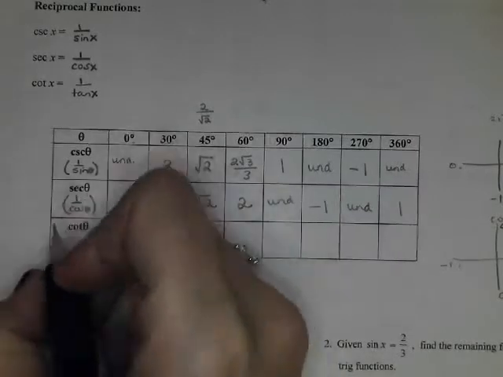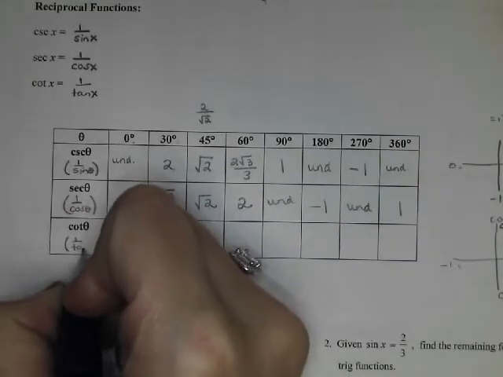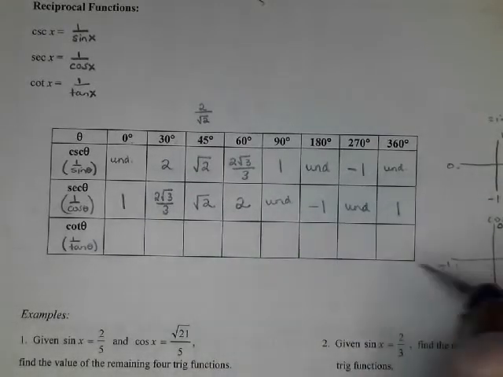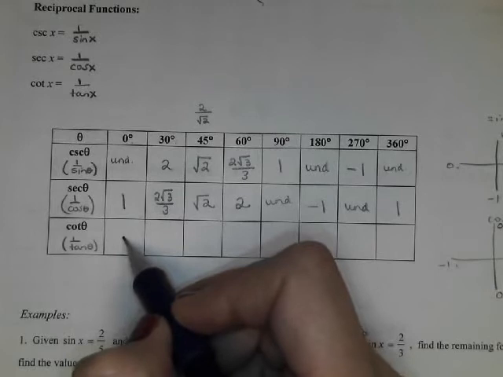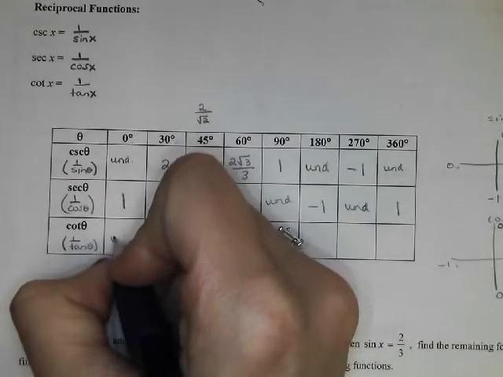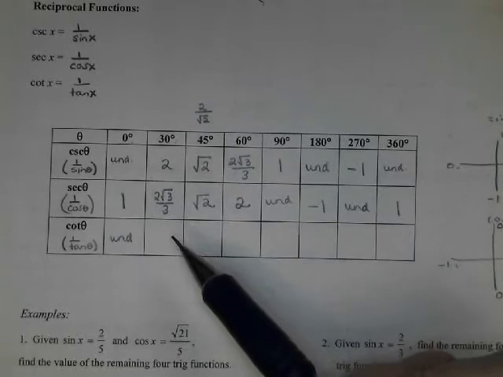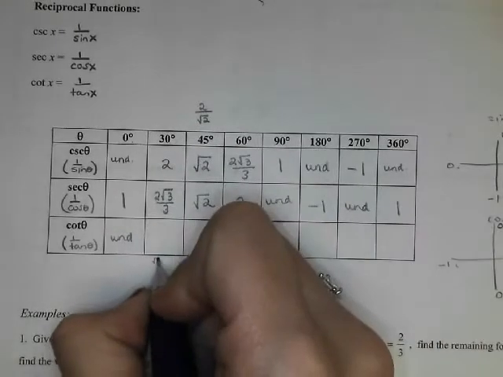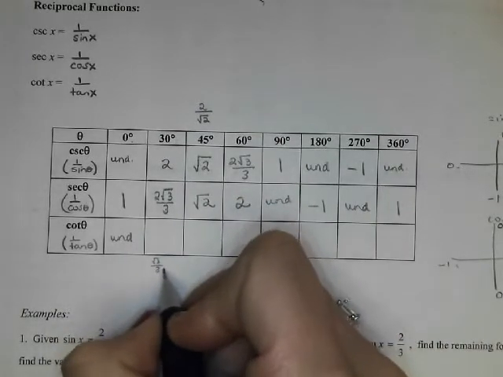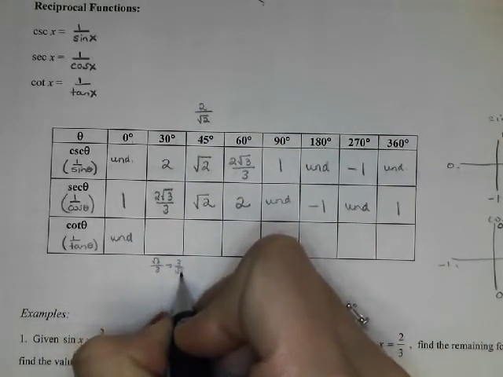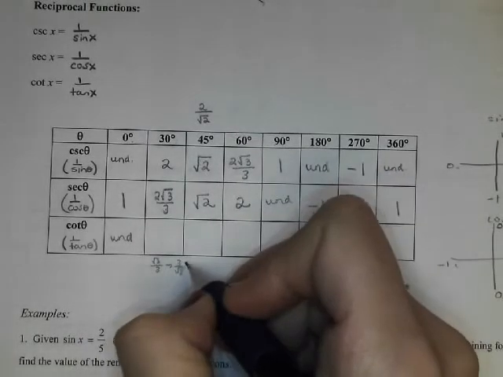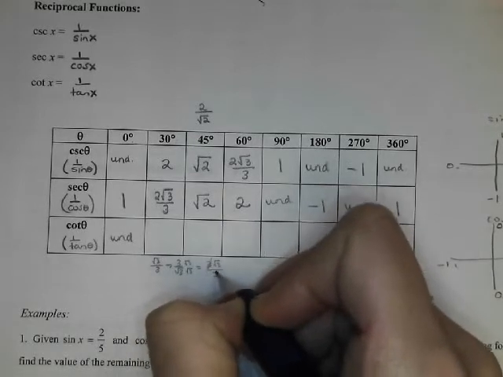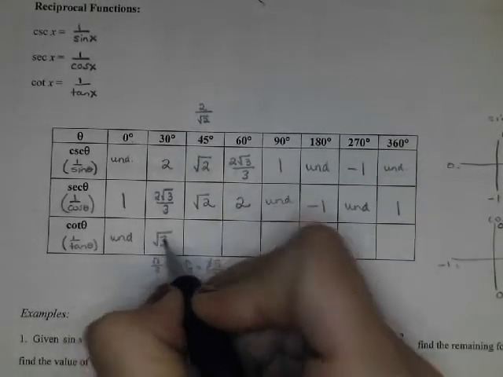Okay, and lastly, our cotangents, which I'm going to think of the tangent values first and flip them. So if I do the tangent of 0, it's 0. That flipped is undefined. The tangent of 30 is root 3 over 3. So when I flip that, that's going to become 3 over root 3. It needs to be rationalized. 3 root 3 over 3. So it's just going to be root 3.